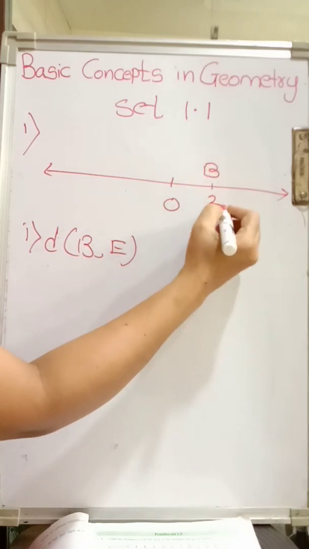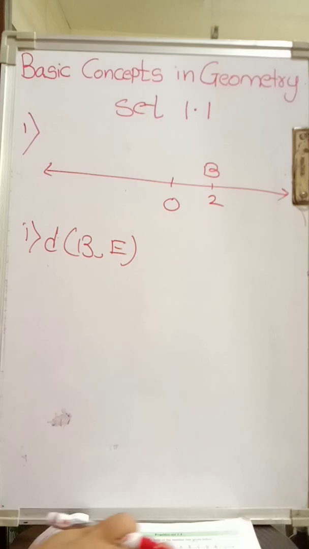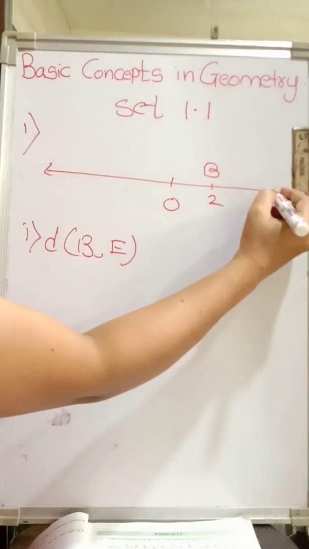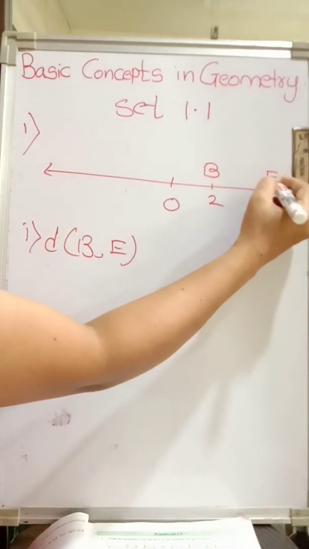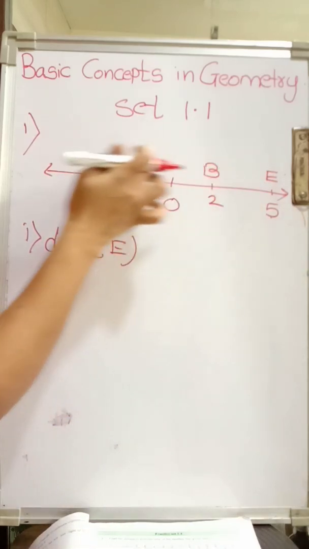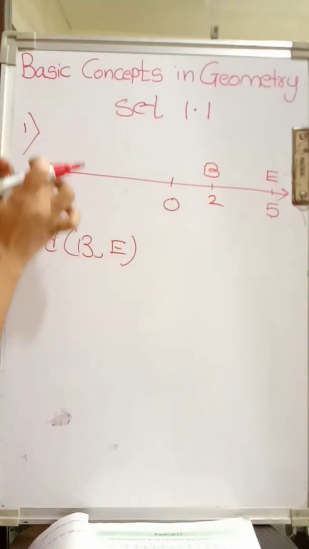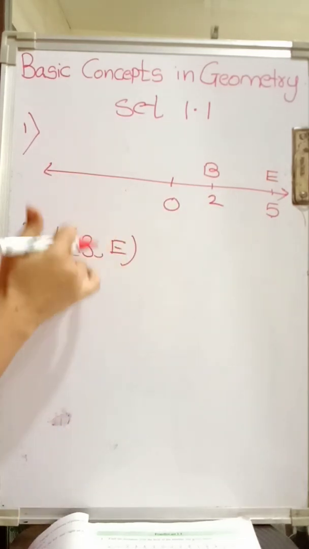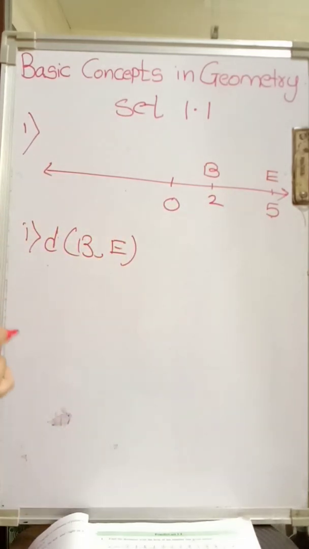That is 2. I'm taking this from the textbook. And E they have shown somewhere over here. I'm drawing this arbitrarily. And over here it is 5. In between there are many alphabets, or letters we can say, and here there are numbers. But I am restricting myself only to show you how to go about this.